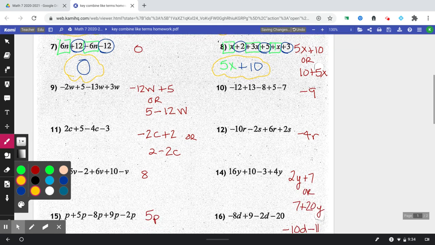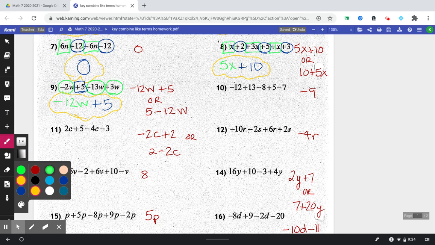Okay. Number 9, negative 2w plus negative 13w plus positive 3w. So negative 2 and negative 13, that will give you negative 15. And then negative 15 plus positive 3 will give us negative 12w. There's nothing that we can combine with the 5, so just bring it down.